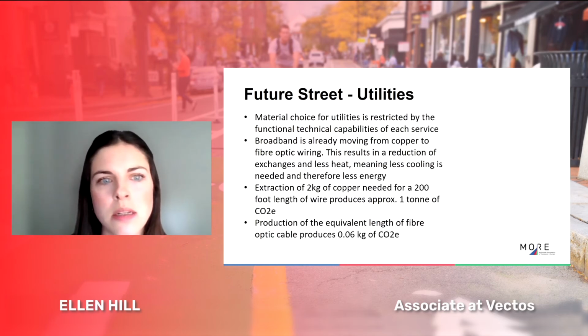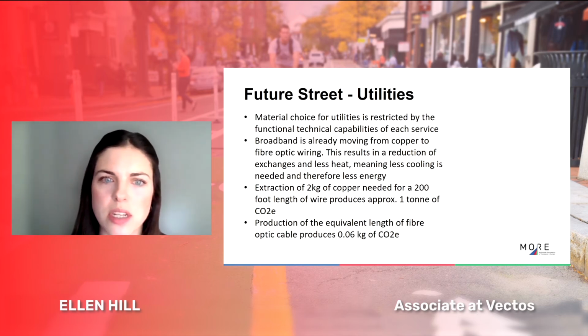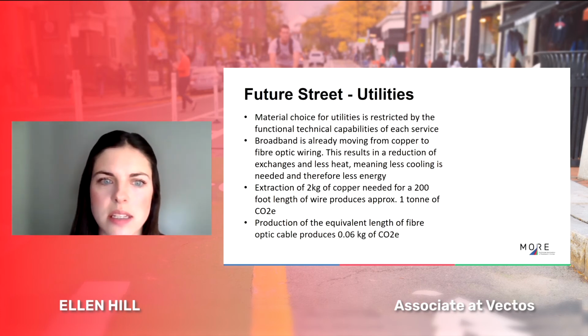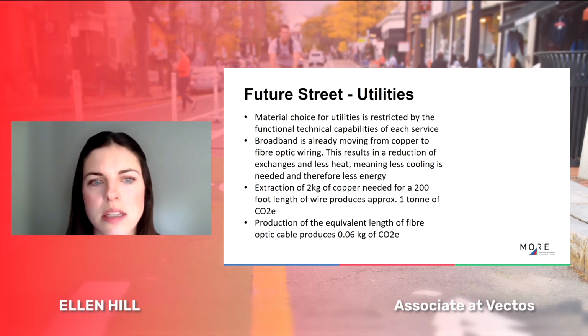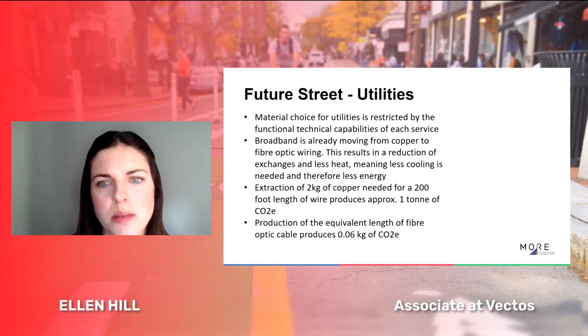Next slide, please. So underground utilities, the material choice is fairly restricted by the functional technical capabilities of each service. However, there are improvements to be had. For example, broadband is already moving from copper to fibre optic in many places. This allows for a reduction of exchanges and less heat being produced, meaning less cooling is needed and thus less energy is spent. An extraction of 2 kilograms of copper needed for a 200-foot length of wire produces approximately 1 tonne of CO2e. Production of the equivalent length of fibre optic cable produces only 60 grams of CO2e.